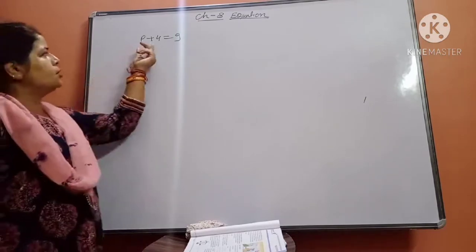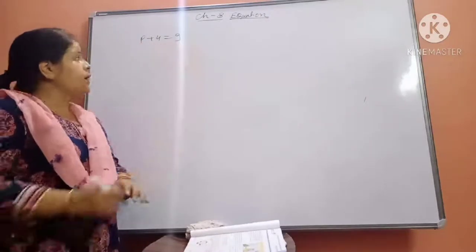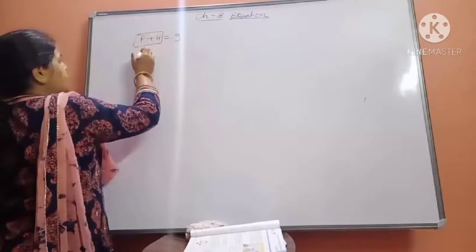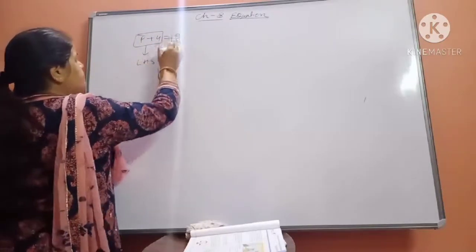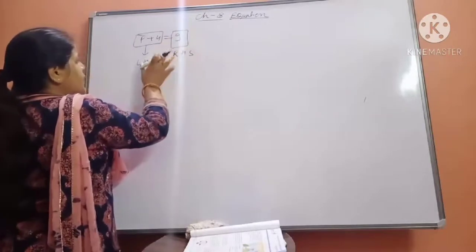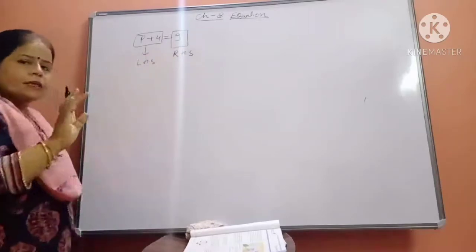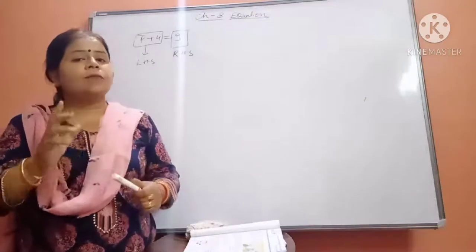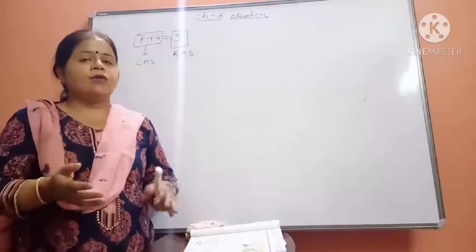This part of the equation is known as the left hand side and this is the right hand side. I am just denoting it here. Between the left hand side and the right hand side, what sign is there? Equality. It means whatever operation we do on one side of the equation, the same operation will be performed on the other side.